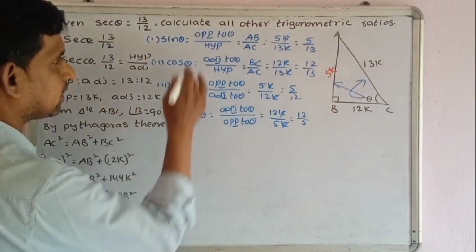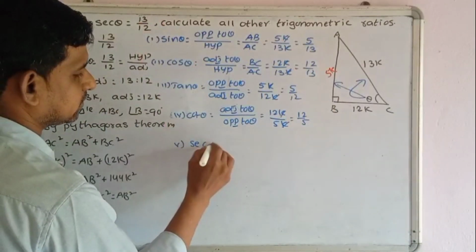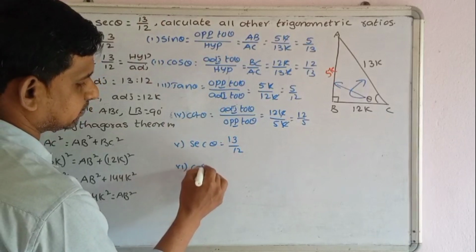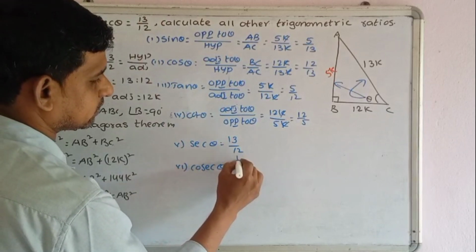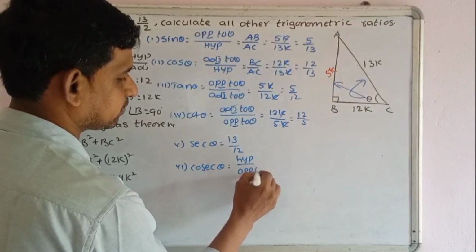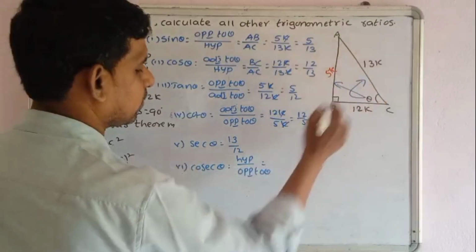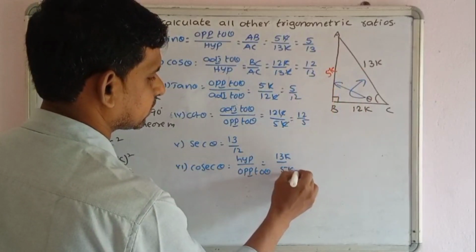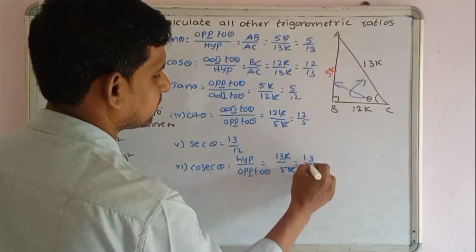Next, here already secant theta is there, 13 by 12. Next, cosecant theta. Cosecant theta equals hypotenuse by side opposite to theta. Hypotenuse value how much? 13k. Side opposite to theta is 5k. So k gets cancelled, 13 by 5.